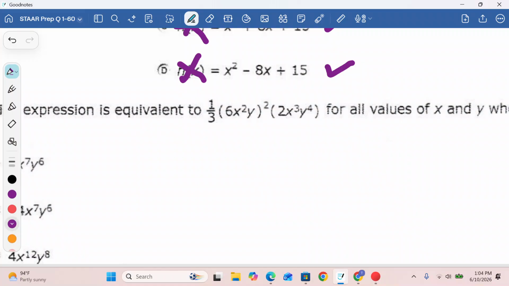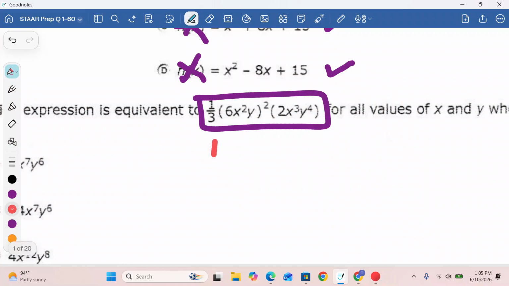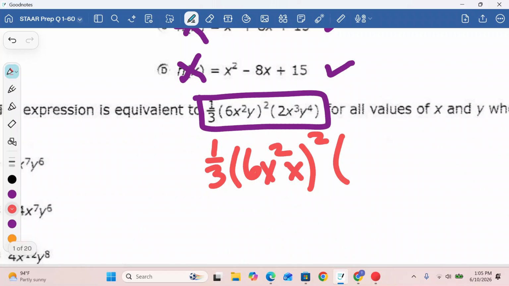So the way we would turn this one into x's, you see this one right here? All we would do, if we would input this one into Desmos, and I'm going to change it into colors, all I would do is write it like this. And I'm going to take you through it. 1/3, open parentheses, 6x squared, x, close parentheses, square, open parentheses, 2x to the third, x to the fourth, close parentheses. So that's how you would input every single one.